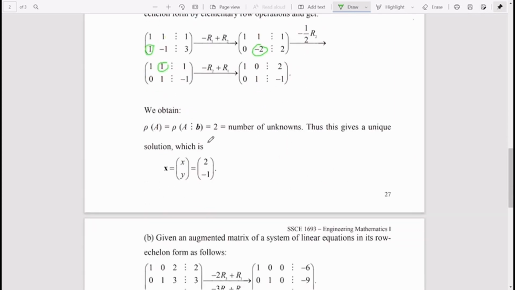From the solution, we get the rank of A is equal to the rank of the augmented matrix, which is 1 here and 1 here, equal to 2. It is also equal to the number of unknowns, which are x and y. So we can conclude that this system has a unique solution. I will hand over to Fazli to explain more about the example of a unique solution.